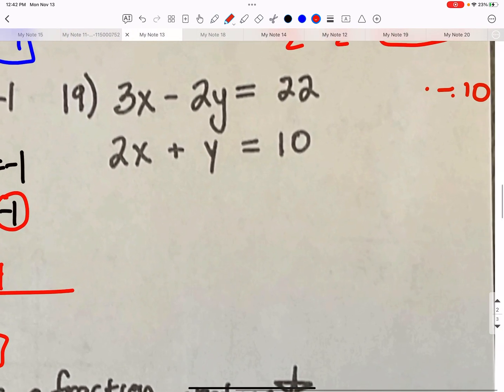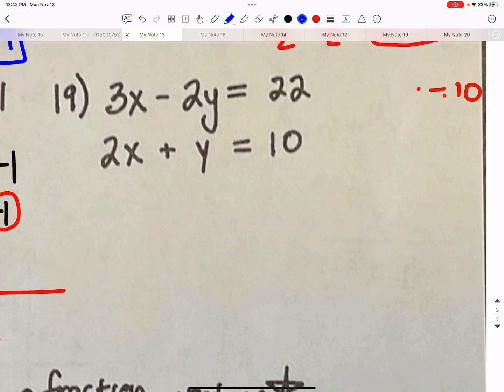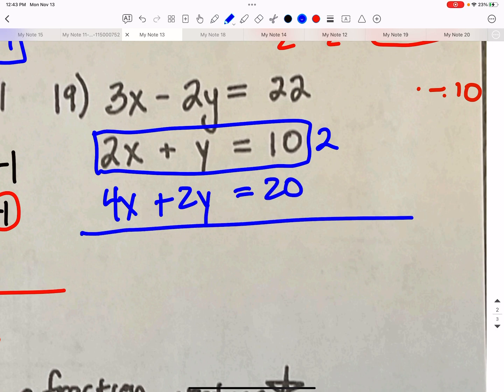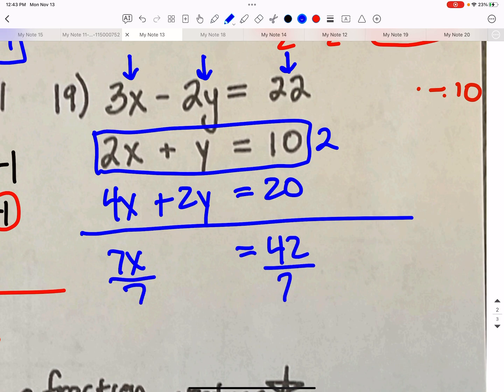Okay, over here, I've got to go fast because fifth period's walking in. Okay, I'm going to make this one twice as big. The reason why I do that, it becomes 4x plus 2y equals 20. I'm going to add now the columns. 3x plus 4x is 7x. Negative 2y and positive 2y equals 0. 22 and 20 is 42. I'm going to top versus bottom the 7.